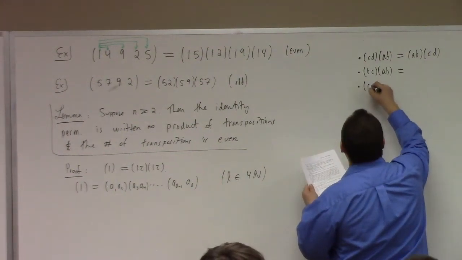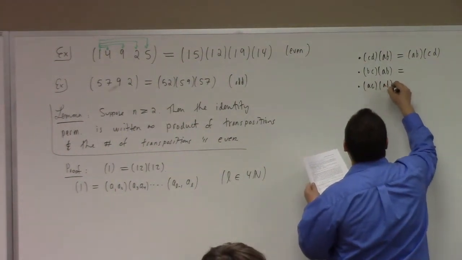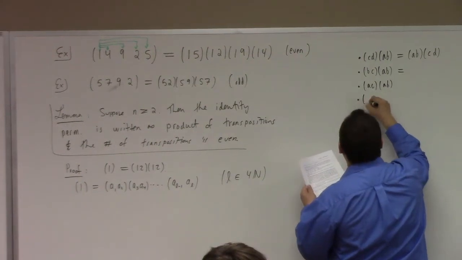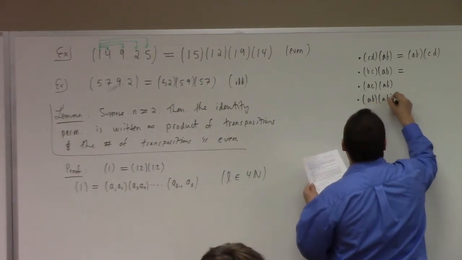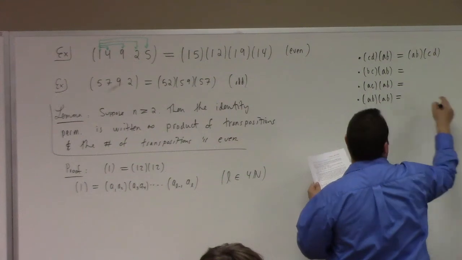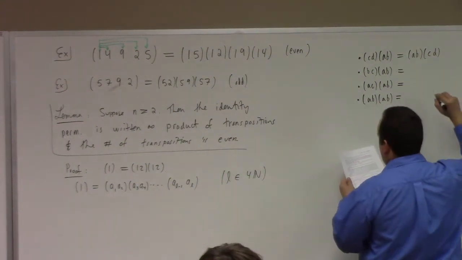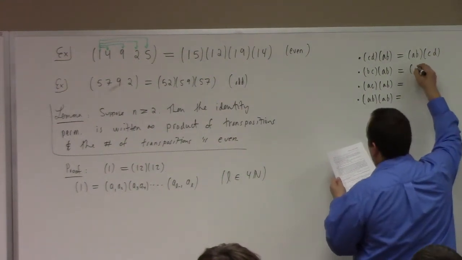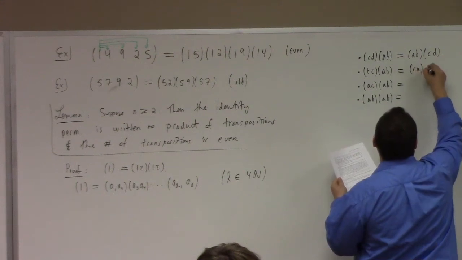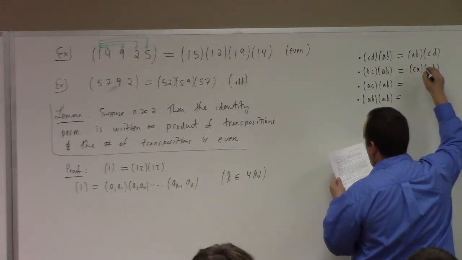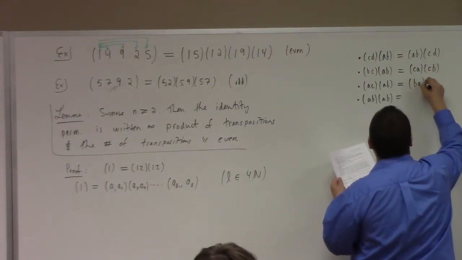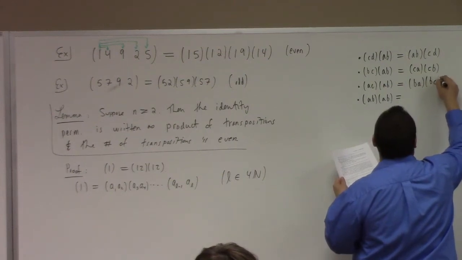So ACAB, and the final one ABAB. Through the arguments we just went through, this is the same as CA, CB, and this is the same as BA, BC.